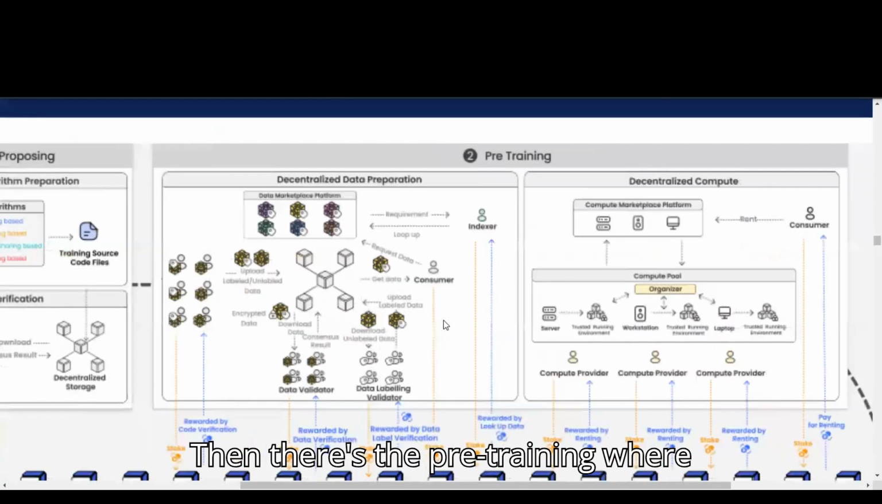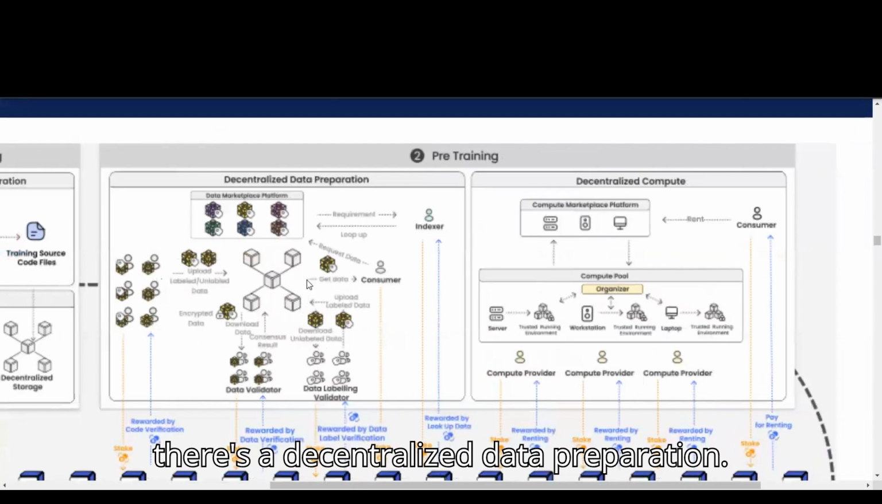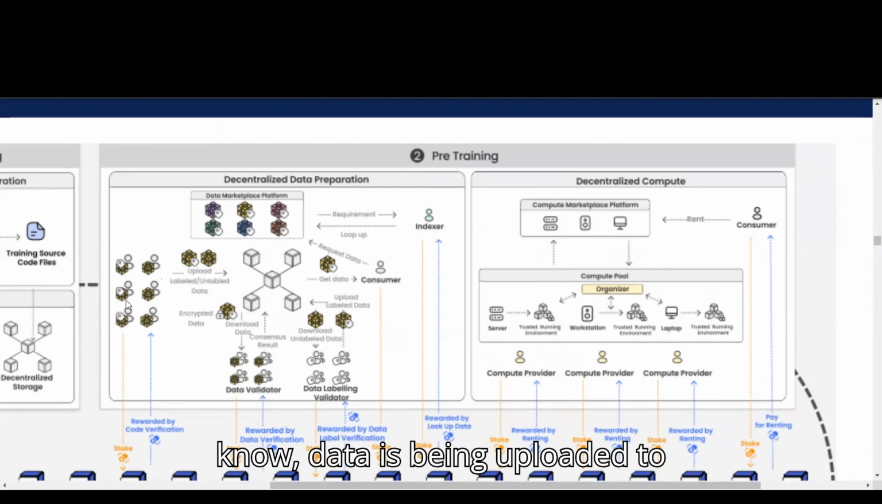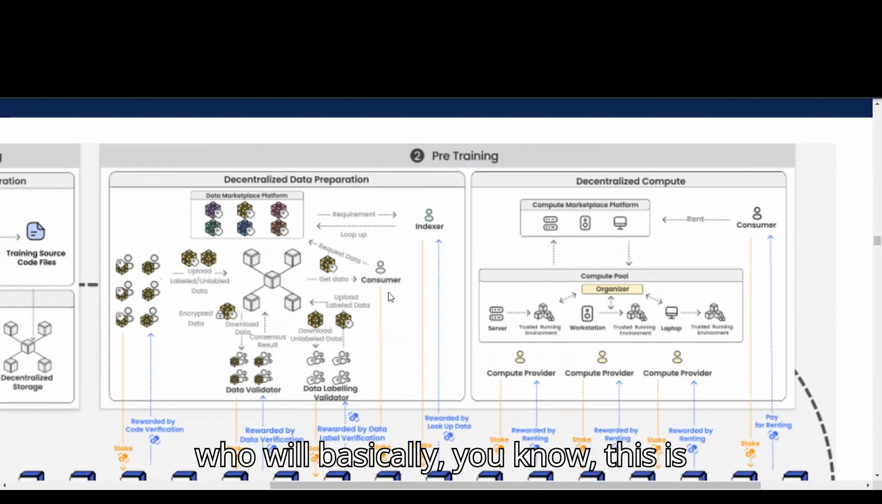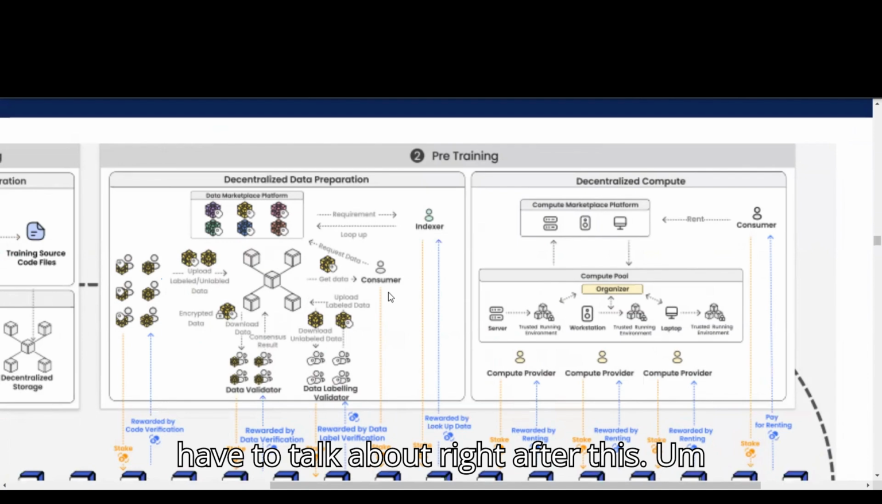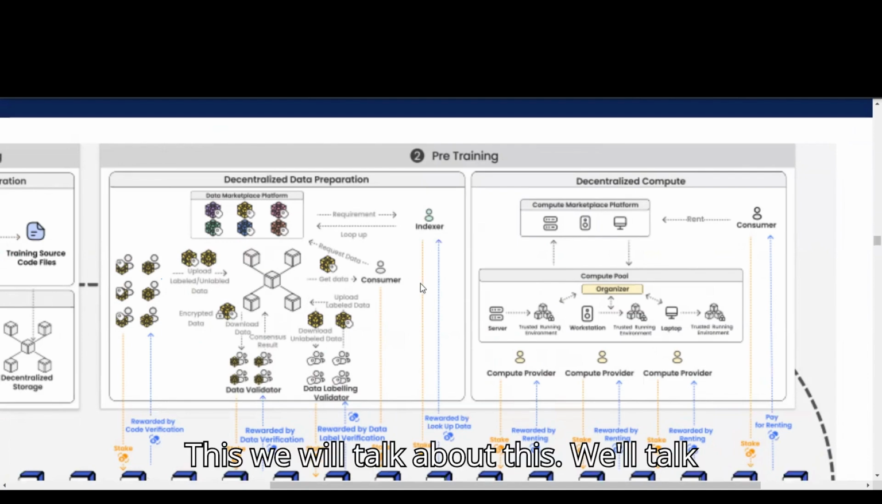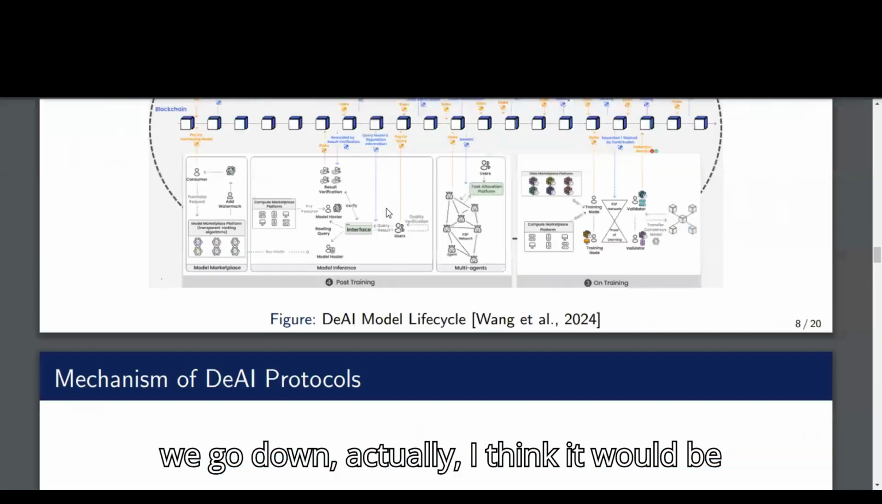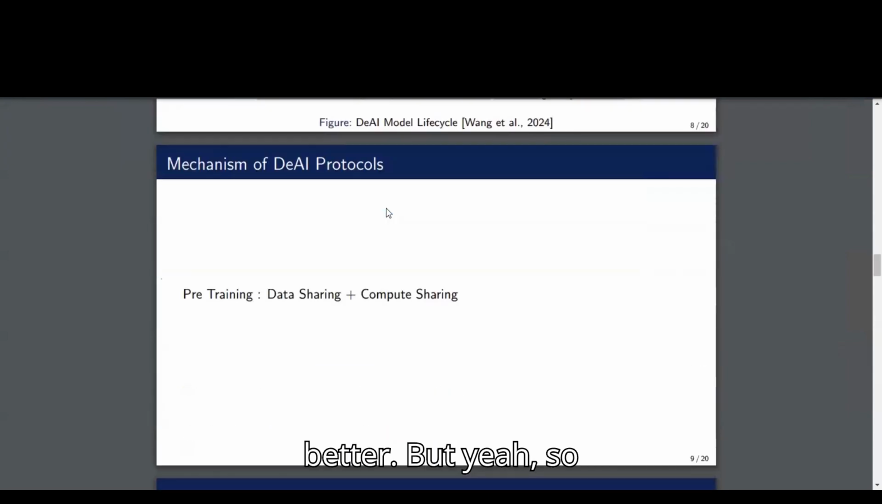Then there's the pre-training, where there's a decentralized data preparation. What basically happens here is that data is being uploaded to a distributed set of data validators who will basically, this is an entire part that we have to talk about right after this. We'll talk about all of this once I'm done. Actually, I think it would be better once we go down.